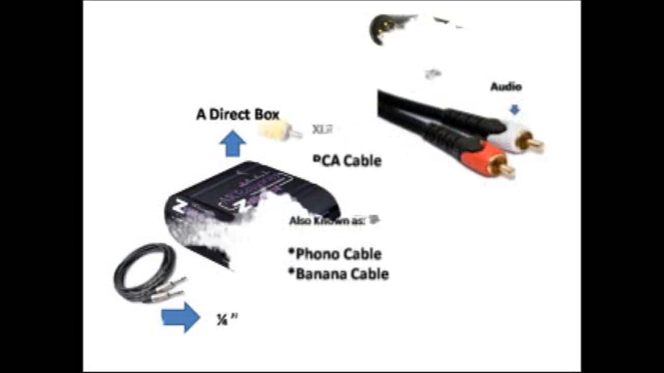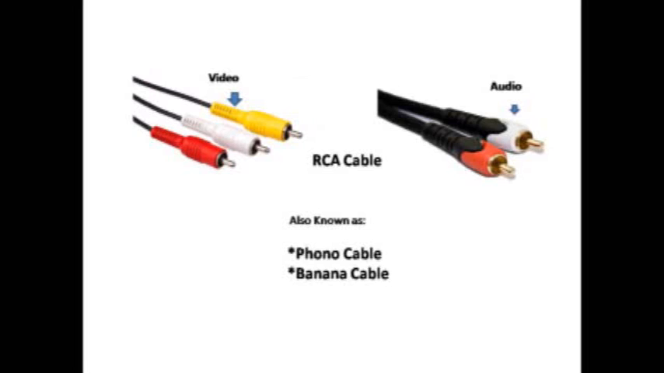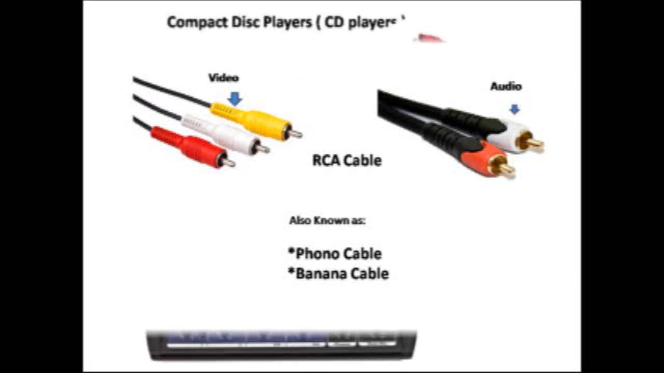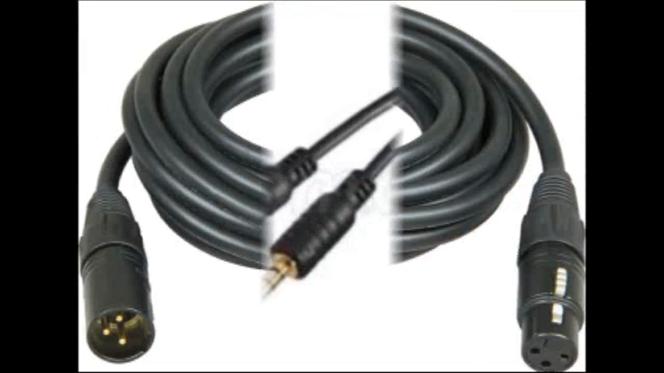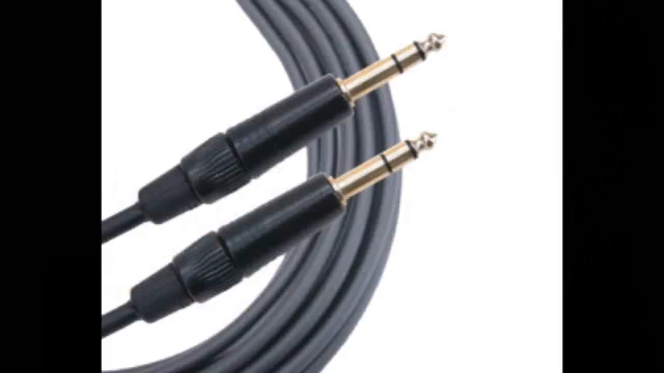Lastly, let's look at the RCA or video cable. This is a cable which also functions like the TS cable because they also have a single conductor and a shield around them. They are usually very necessary when connecting home appliances such as CD players to professional equipment like the mixer in a studio. These are just about the few cables used in running a simple home studio.